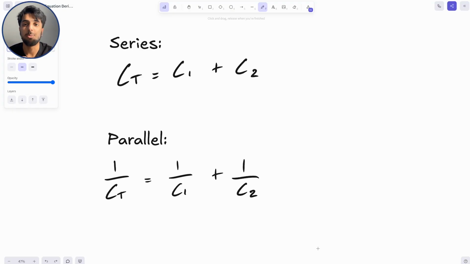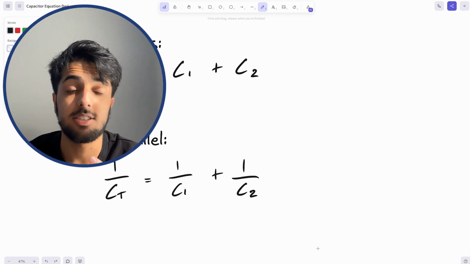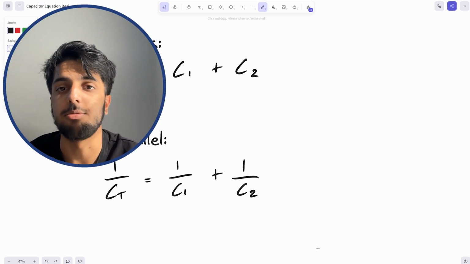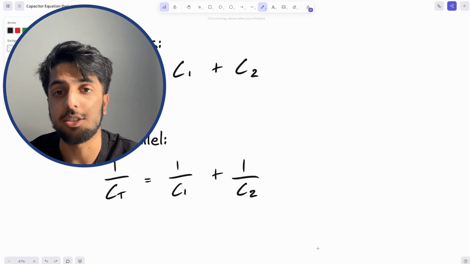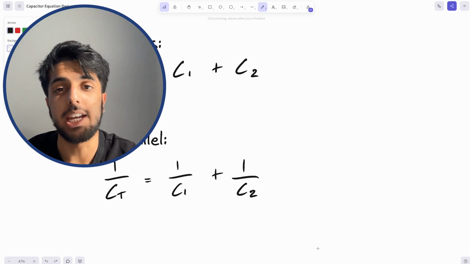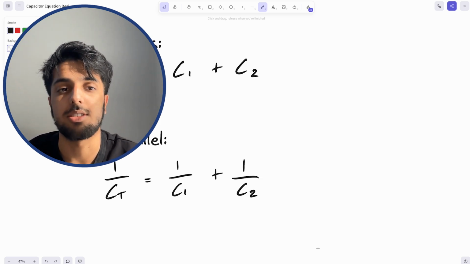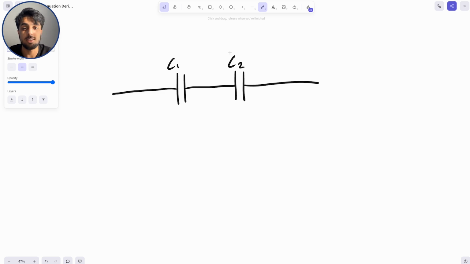Okay, in this video we'll be going through how to derive the capacitance equation for both series and parallel circuits. Again, as said in my resistance video where I derived the resistance equations in parallel and series circuits, these skills can be applied to any scenario where we're adding components together. Okay, so two capacitors in series.